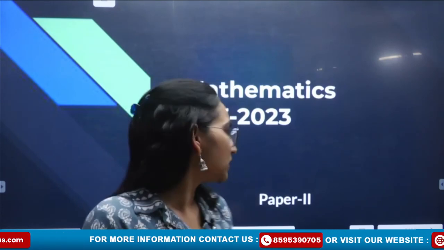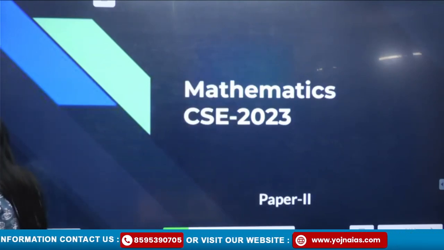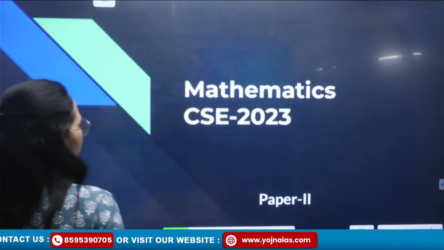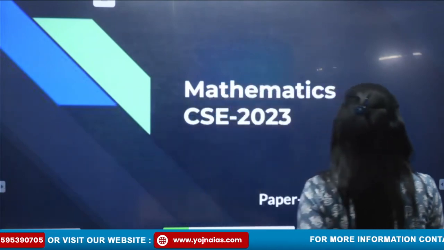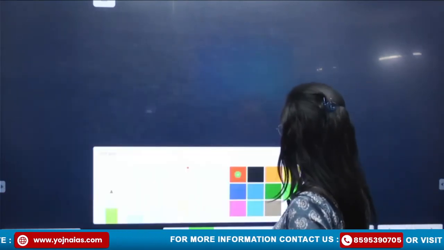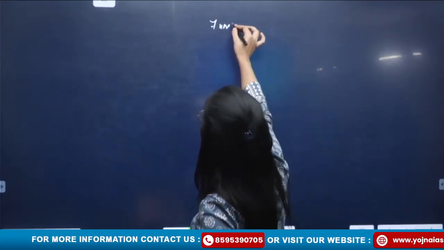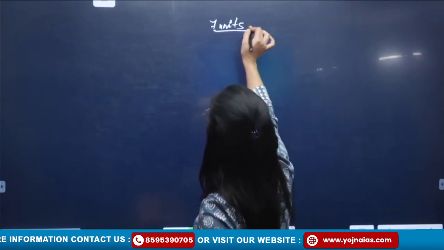Before going to discussing the paper completely, let's see what is the syllabus of paper 2, and which are the units that are part of paper 2. So in paper 2 of mathematics optional, we have 7 units, 6 units in paper 1, 7 units in paper 2.